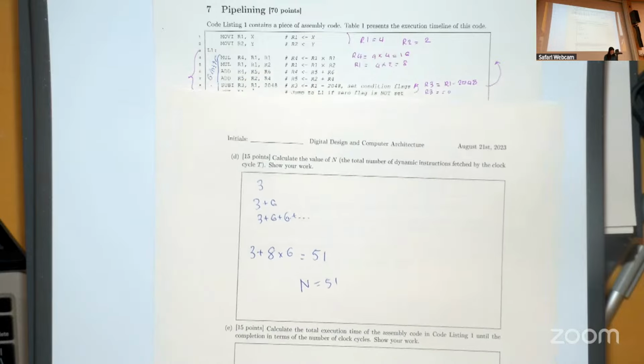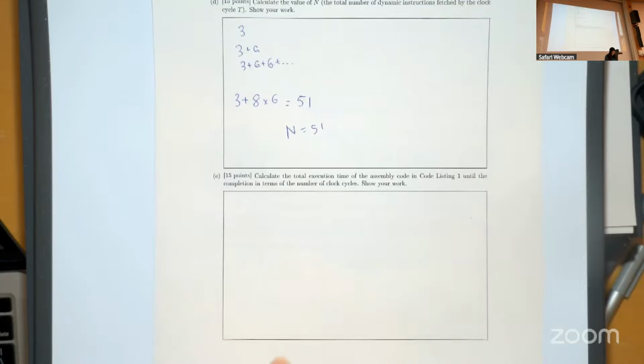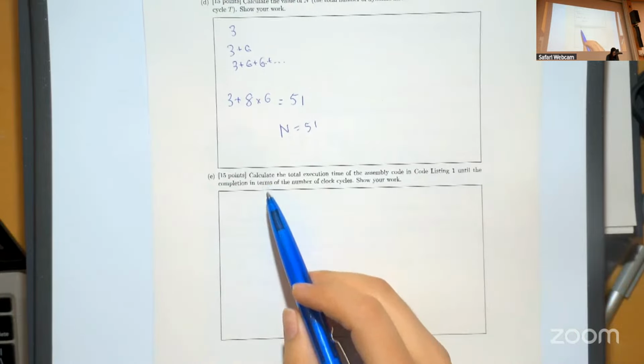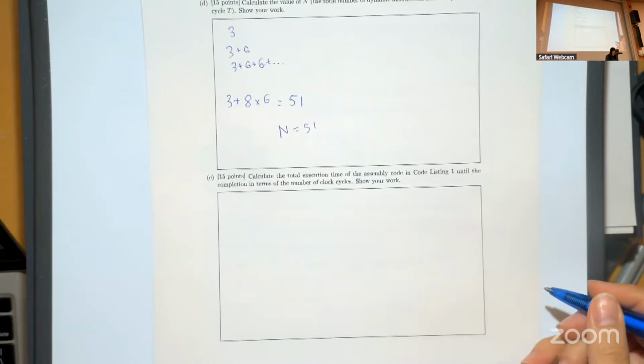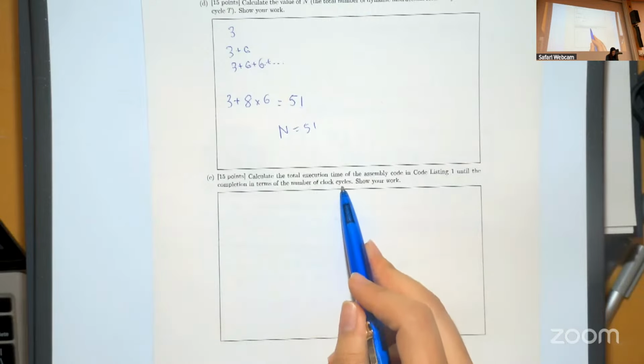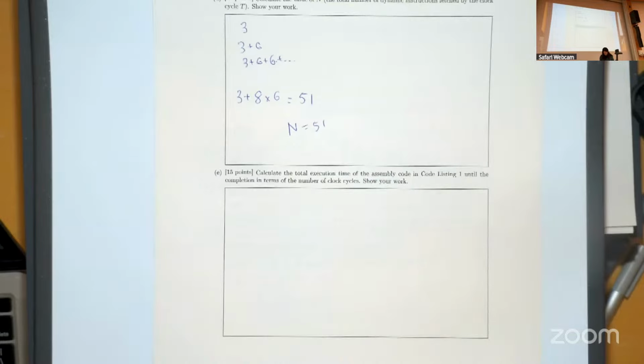Okay. So in this part, now we are looking at this. The question asks, lastly, calculate the total execution time of the assembly code in code listing 1 until the completion in terms of the number of clock cycles. And it asks us to show our work. So for that, we need to figure out when this code ends.